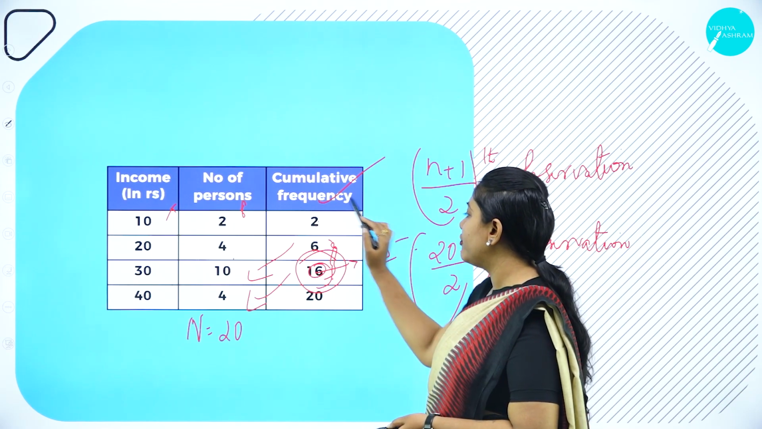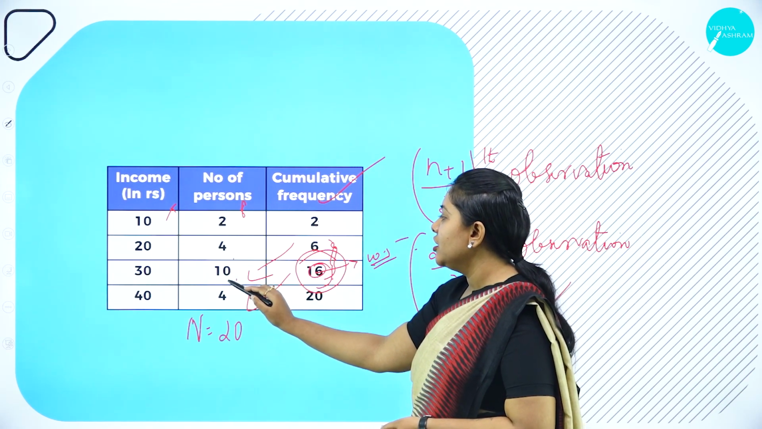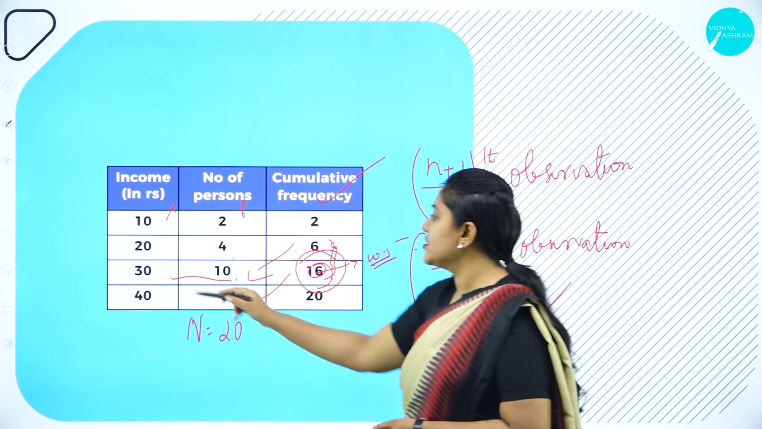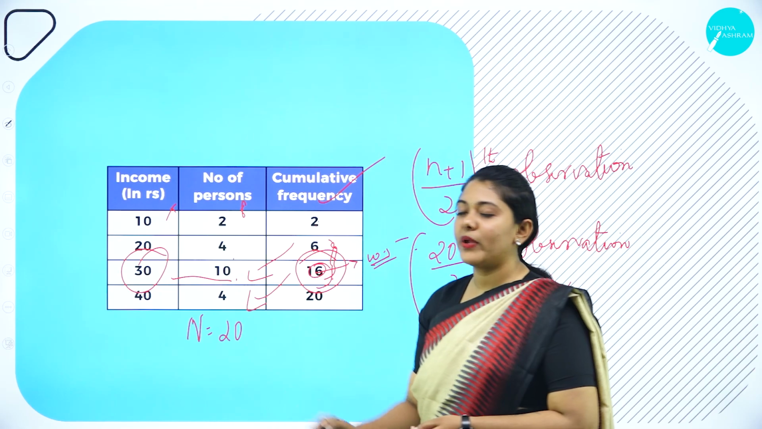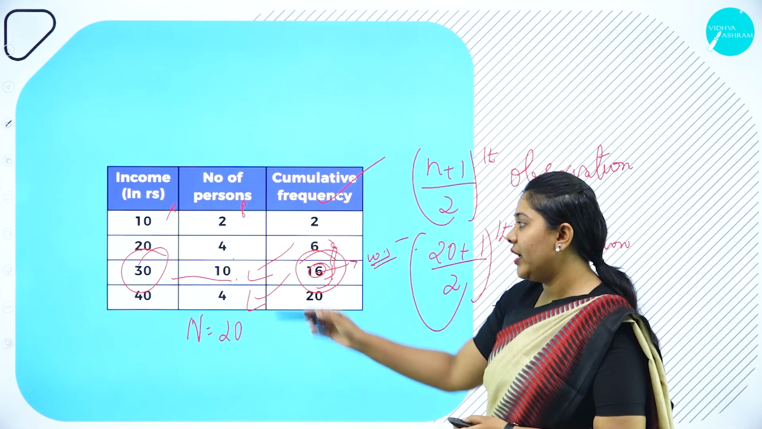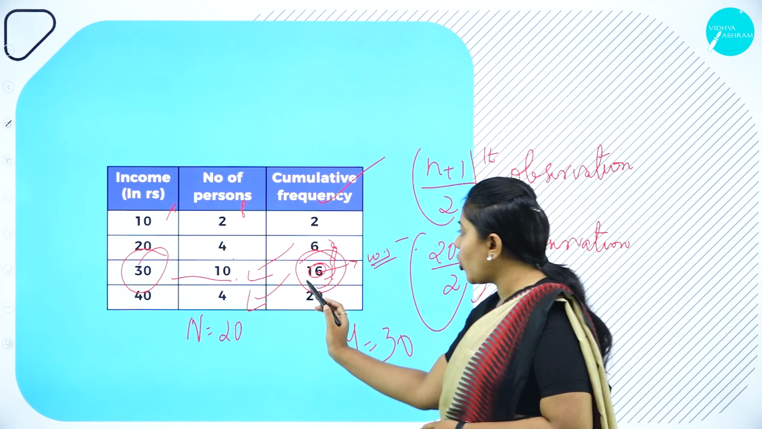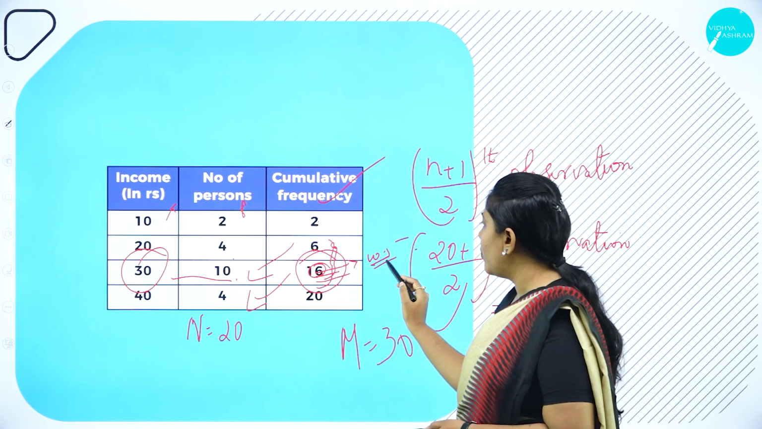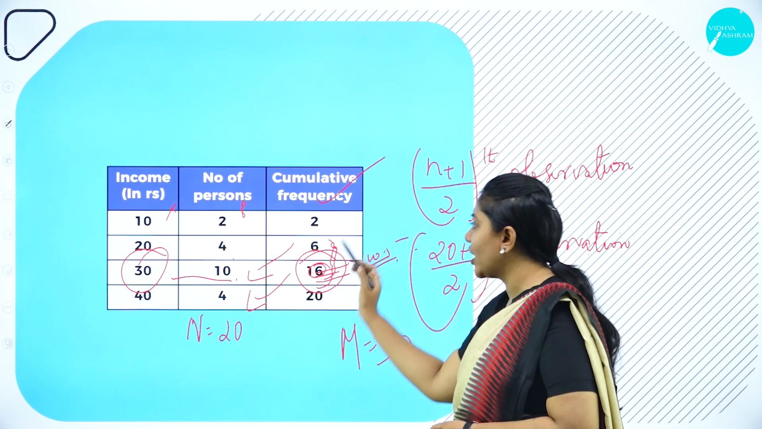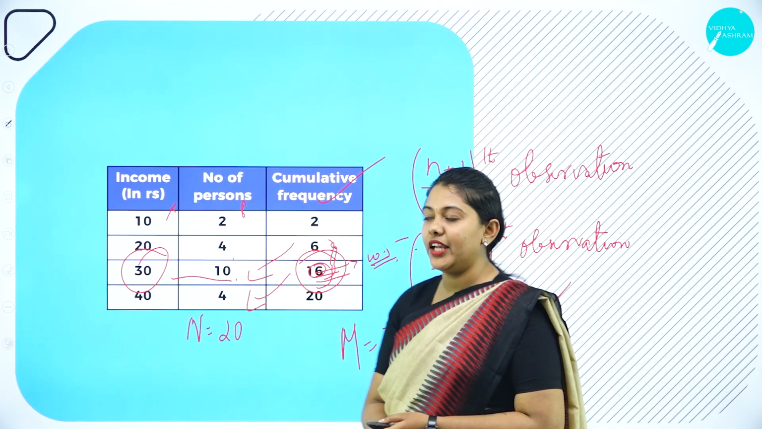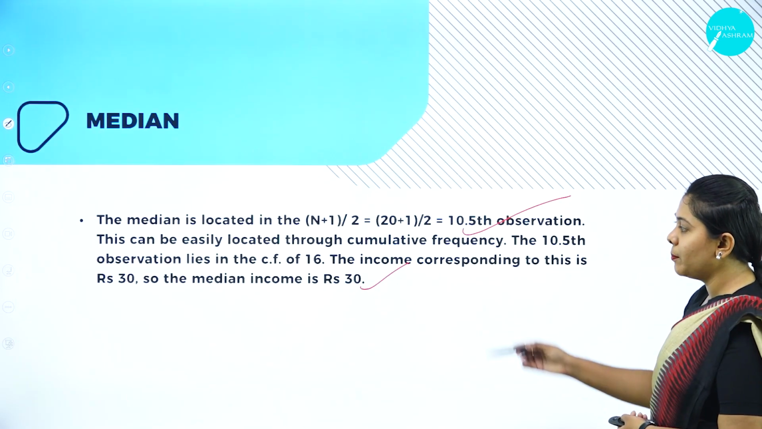So where is the 10.5? It is in this group. So corresponding to the frequency, it is 30. So income in rupees is what? 30. So your median will be 30. Corresponding to the 10.5th item, the income you have is 30. So 30 is your median.